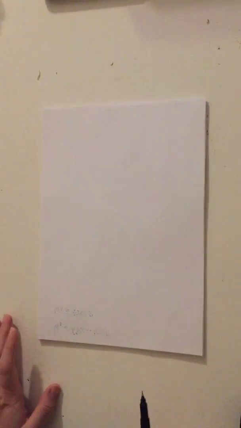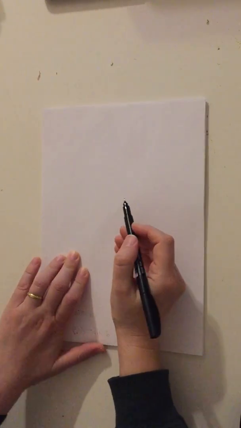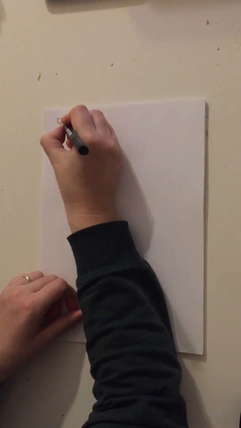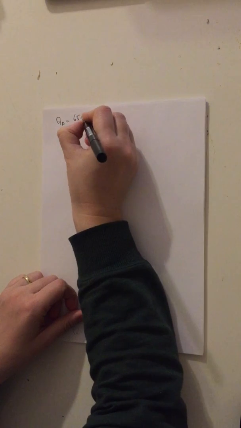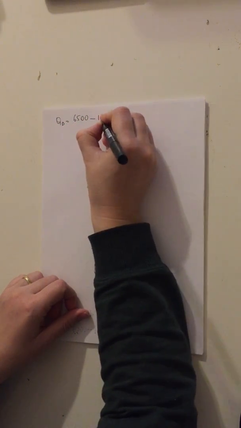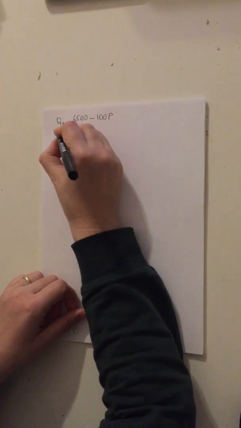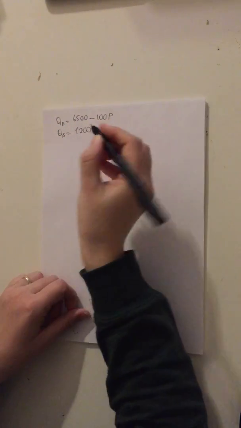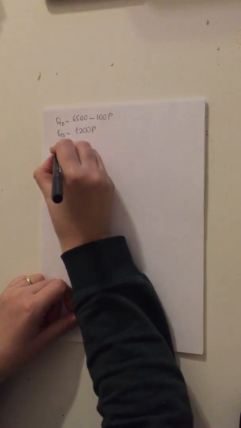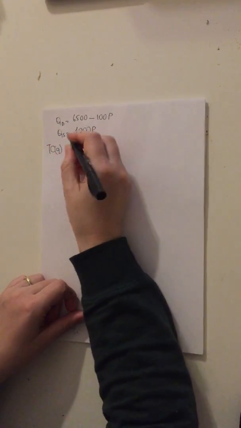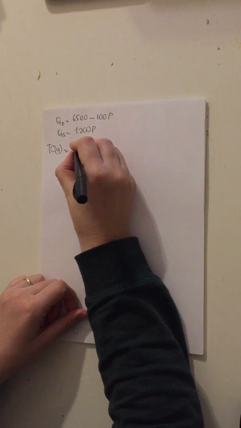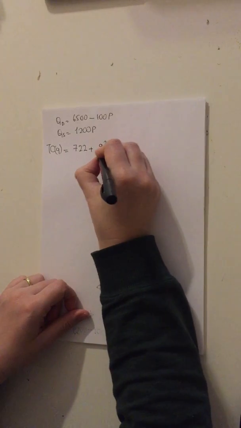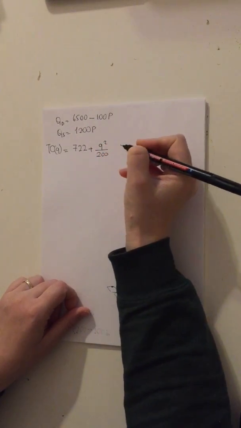Now let's come to the second question. Suppose you are given the following information about a particular industry. Quantity demanded is 6,500 minus 100p and quantity supplied is given as 1,200p. And the cost function for a typical firm, total cost function we can say, is given as 722 plus q square over 200.